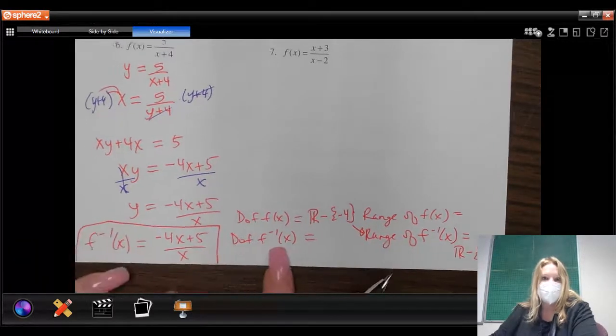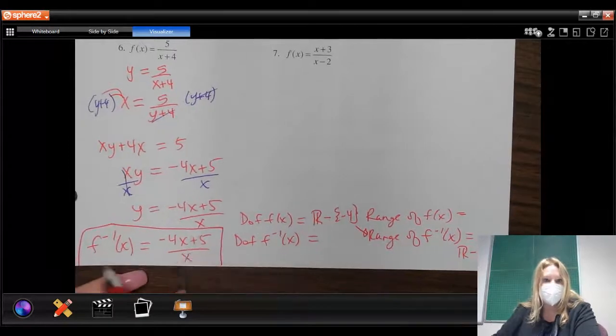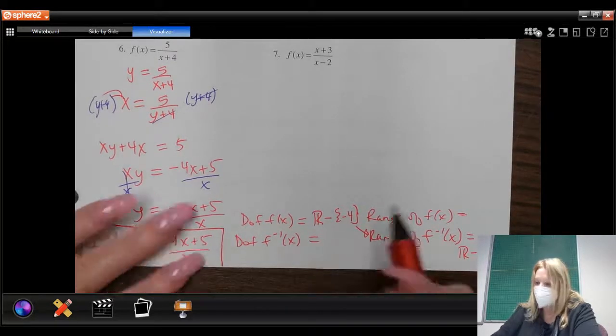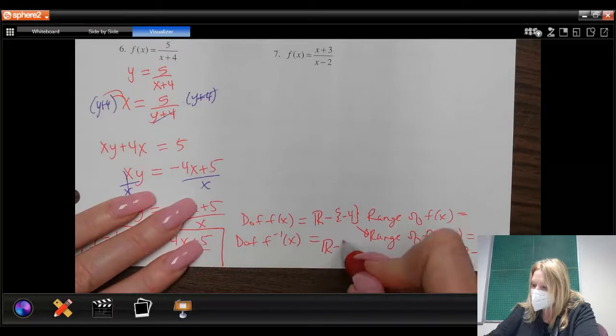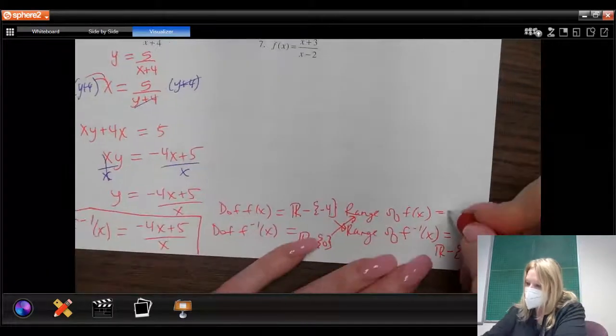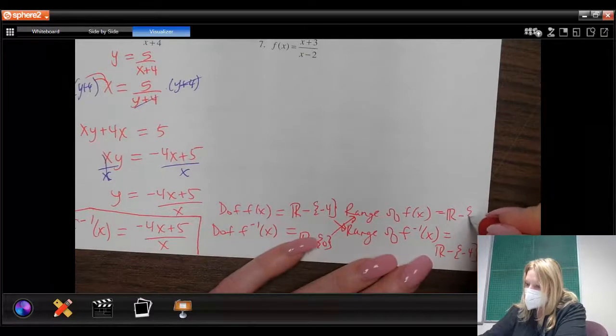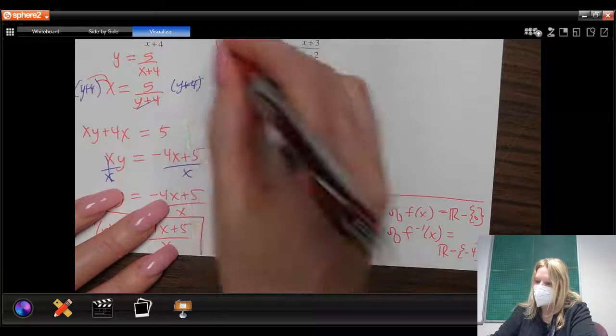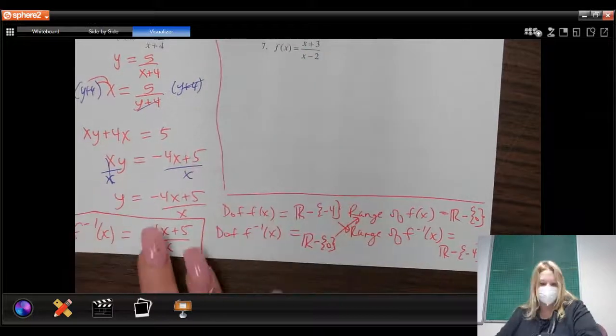The domain of the inverse, well, now I have to look at the inverse. Numerator tells me all reals, denominator tells me can't be 0. So this is all reals except for 0, which means that's the range of the original. All reals except for 0. Okay.